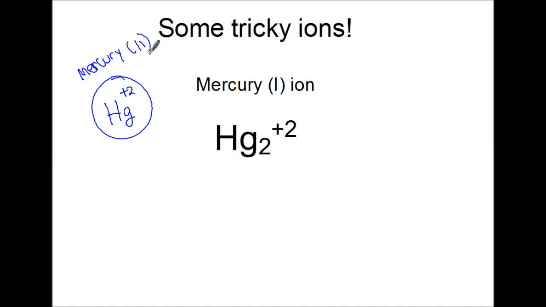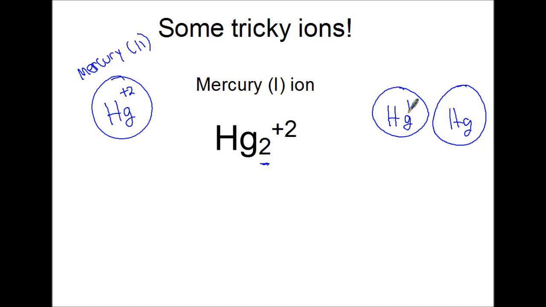Let's take a look at Mercury 1. Well, what does that 2 mean? That means that there's 2 of them, and they both overall have a +2 charge. So let's take a look at that. So really, Mercury 1 is actually 2 mercury atoms, each having a +1 charge and an overall charge of +2. That's what it means by the mercury 1 ion.